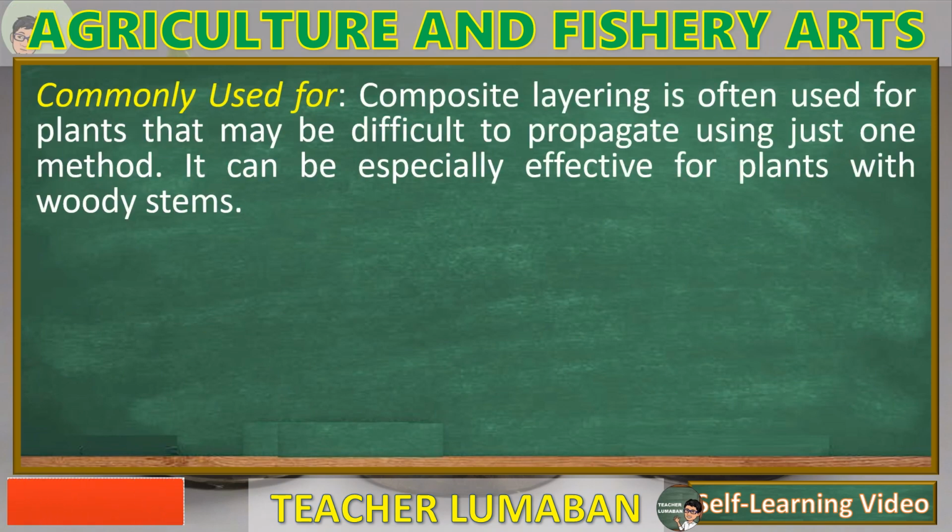Commonly used for: composite layering is often used for plants that may be difficult to propagate using just one method. It can be especially effective for plants with woody stems.